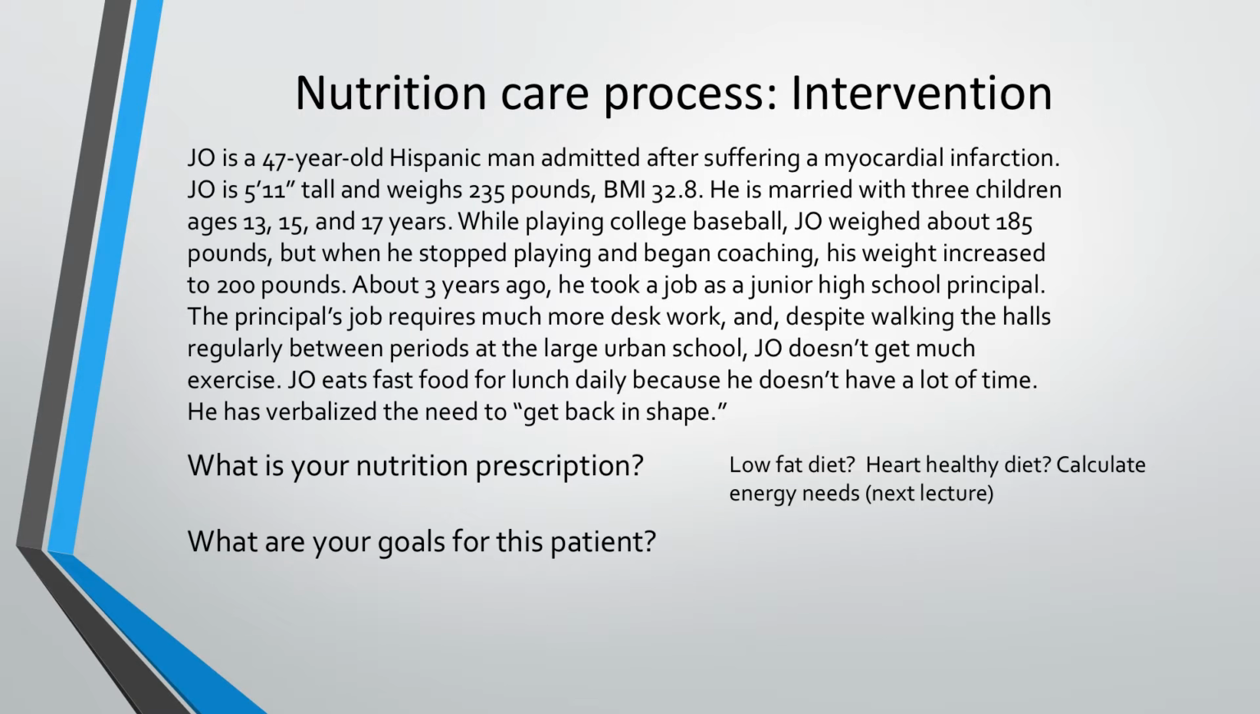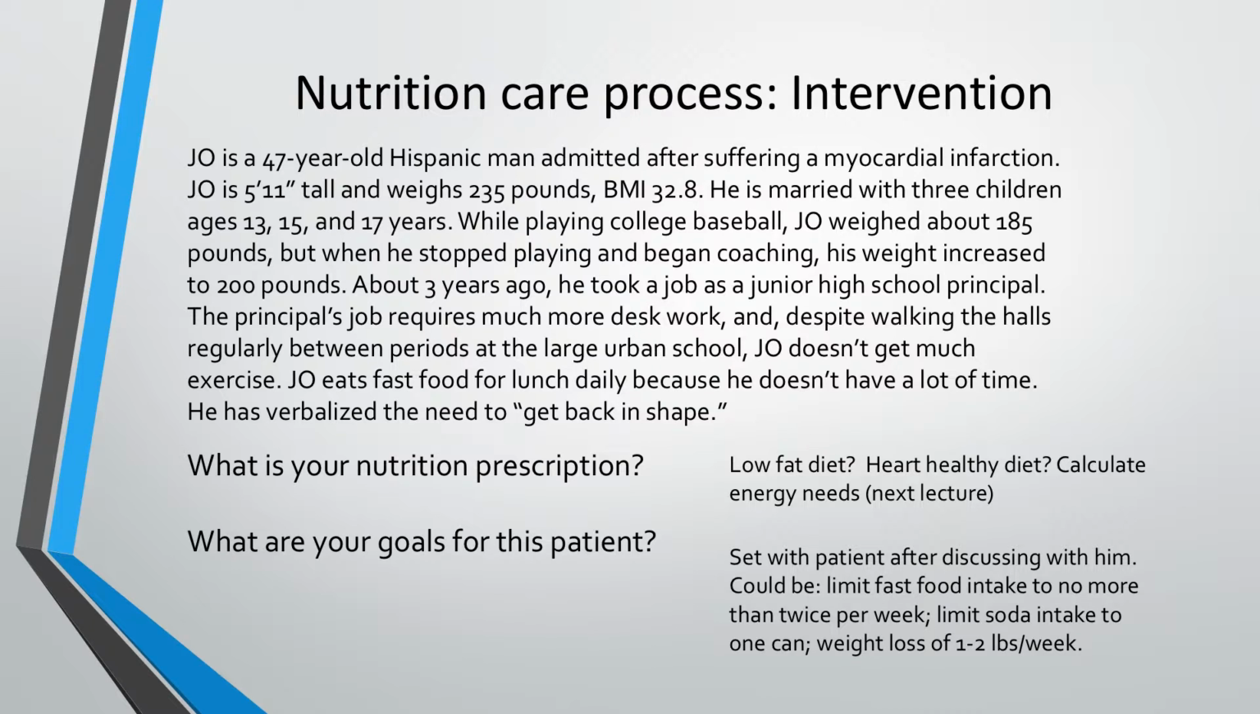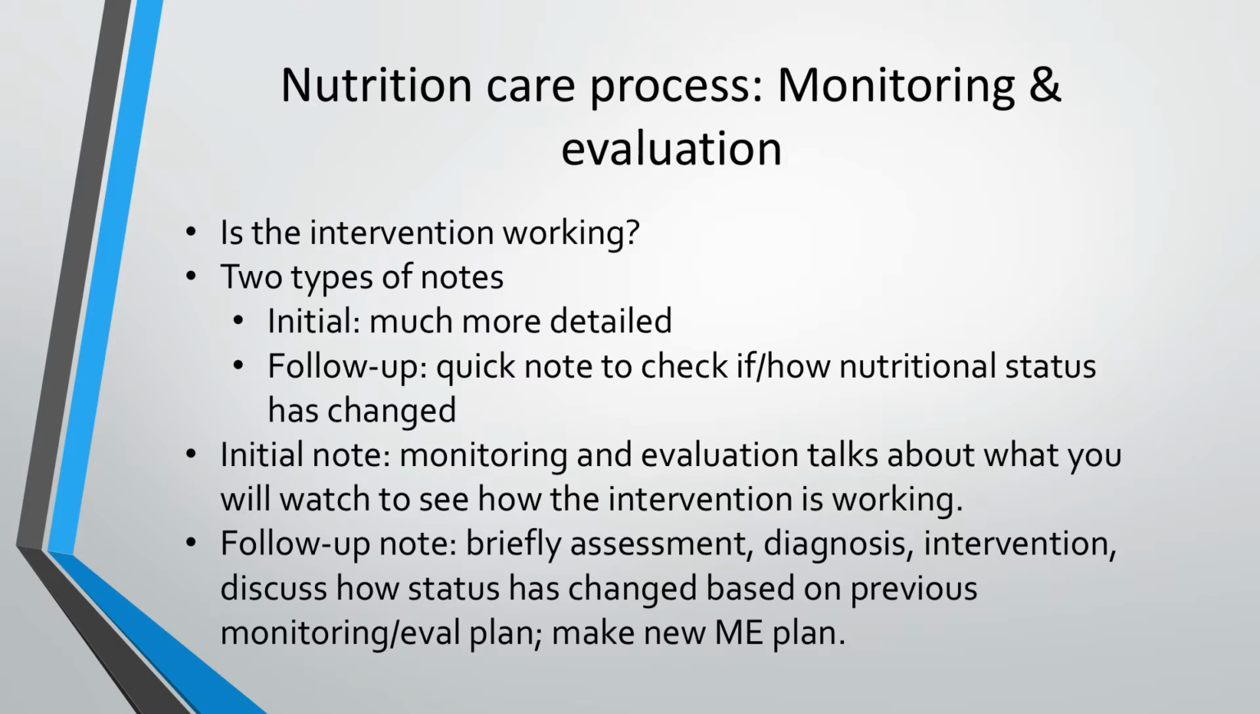And then think about goals for him. So again, you may have your goals for him, but he may not be quite ready to do everything, or maybe he wants to do more than you anticipated. So things that he might be able to do would be to limit fast food intake to no more than twice a week, limit soda intake to 1 can if he was drinking a lot of soda. Maybe an appropriate goal is a weight loss of 1 to 2 pounds a week. Those are just some ideas.